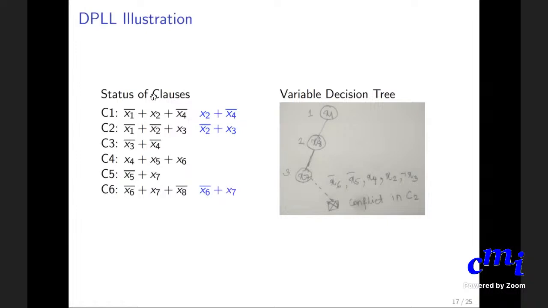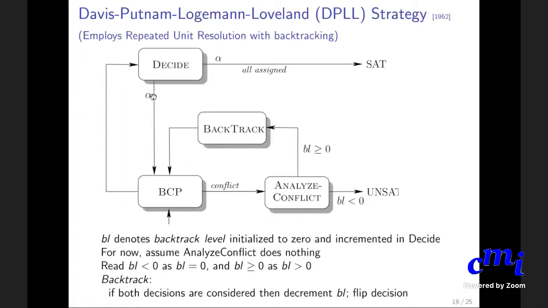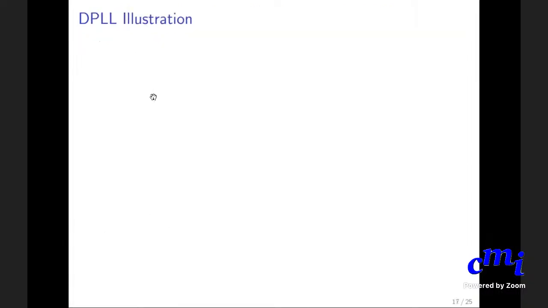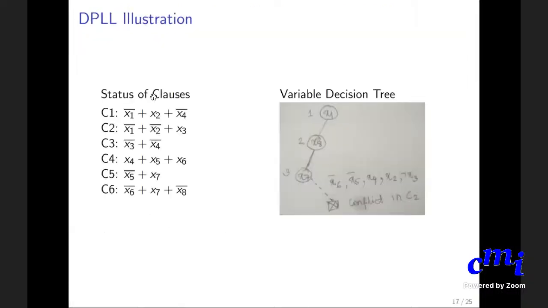Then, of course, it's still unresolved, so I make a decision on X8. In the beginning, as you can see, it was just a BCP. So if you did BCP, what will happen? Since there's no unit clause in this, nothing gets propagated.